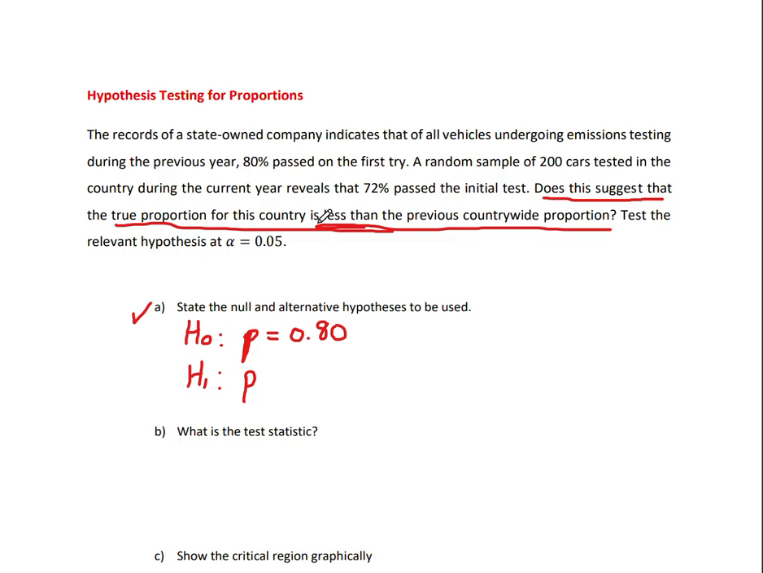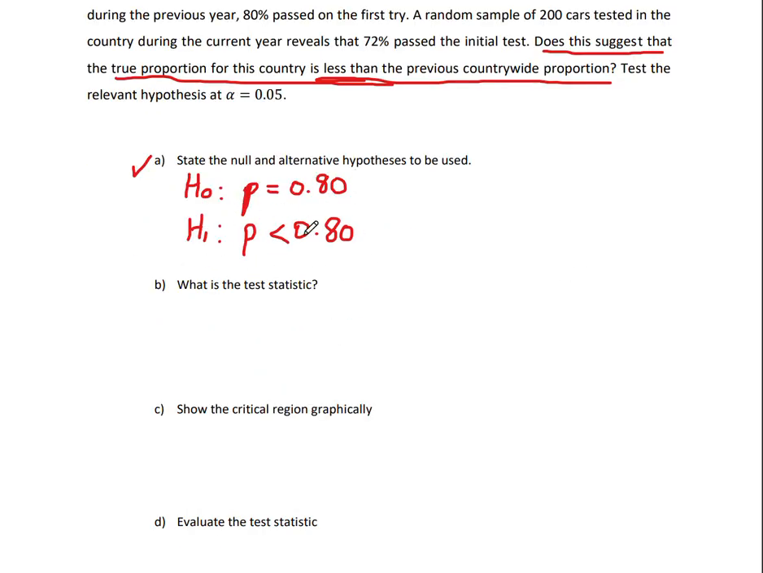We're testing to see if the proportion of cars in this country that pass the emissions test is now less than the previous countrywide proportion of 0.80. So the alternate hypothesis here would be P, the population proportion, less than 0.80. Both values in the null and alternate hypothesis will be the same. What will be different is the sign. The null hypothesis will generally always have an equal sign, while the alternate hypothesis will either have less than, greater than, or not equal to, depending on the specific scenario in the question. So here we have established a null and alternate hypothesis.